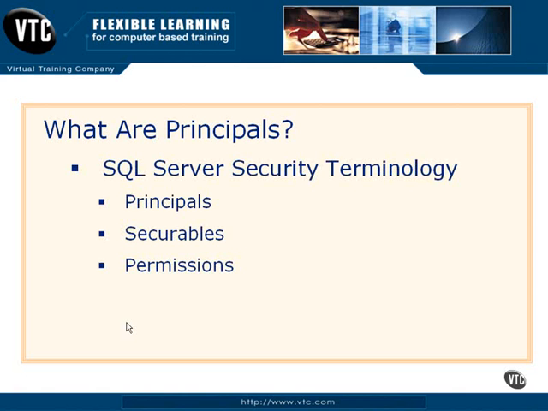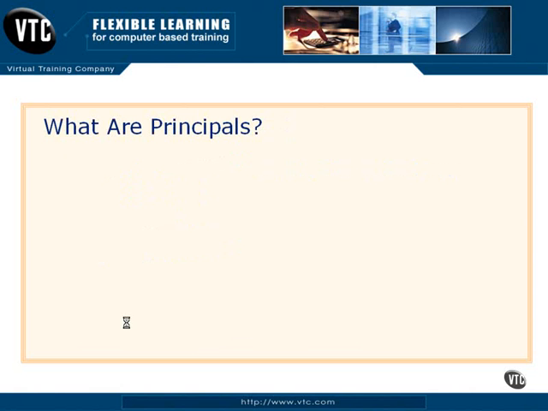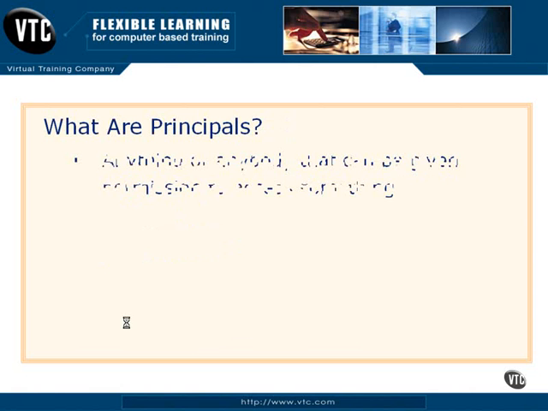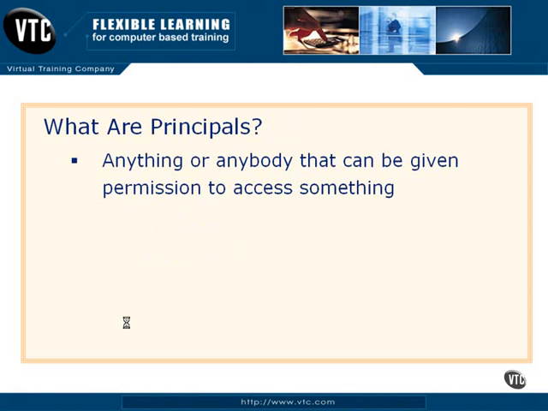We're now going to deal with principals, securables, and permissions. And by separating these into these 3 levels, it makes it easier for you to visualize exactly how security should be constructed and managed. So let's jump in first and talk about what exactly are principals. Well, a principal, simple definition, is anything or anybody that can be given permission to access something.